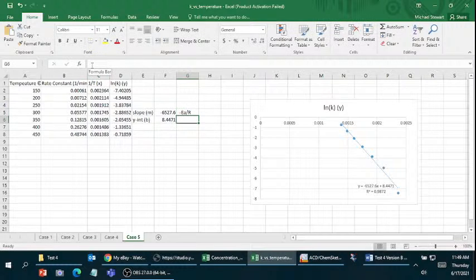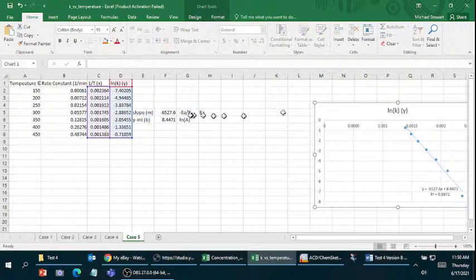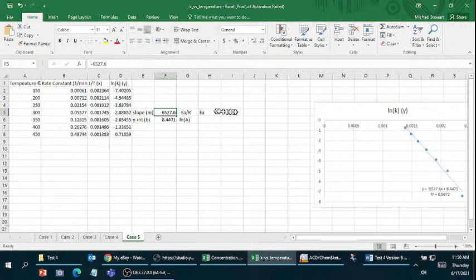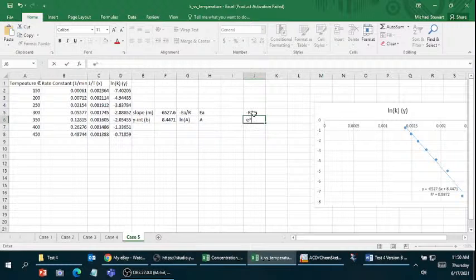And the y-intercept is going to be the ln of our pre-exponential. So to solve for EA, our activation barrier, we just rearrange this equation. M equals minus EA over R, so EA equals minus R times M. And for our pre-exponential, A is going to be e to the b.